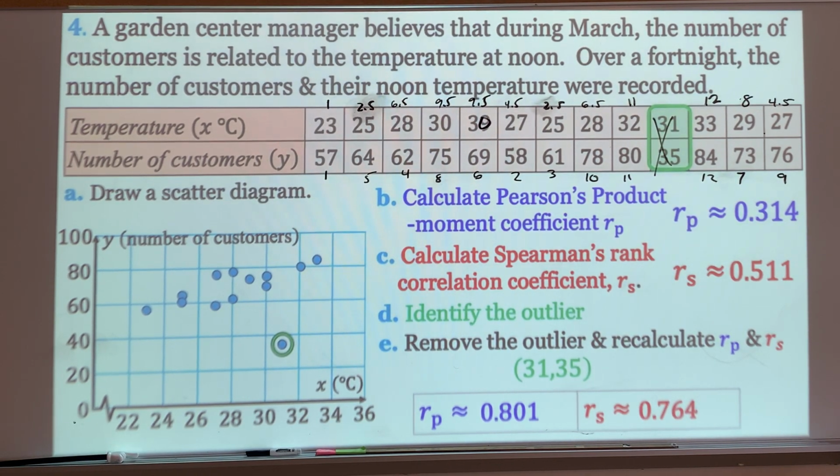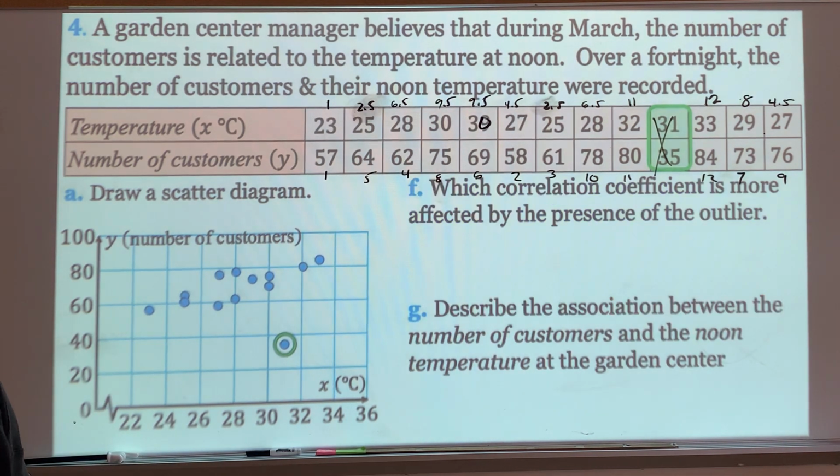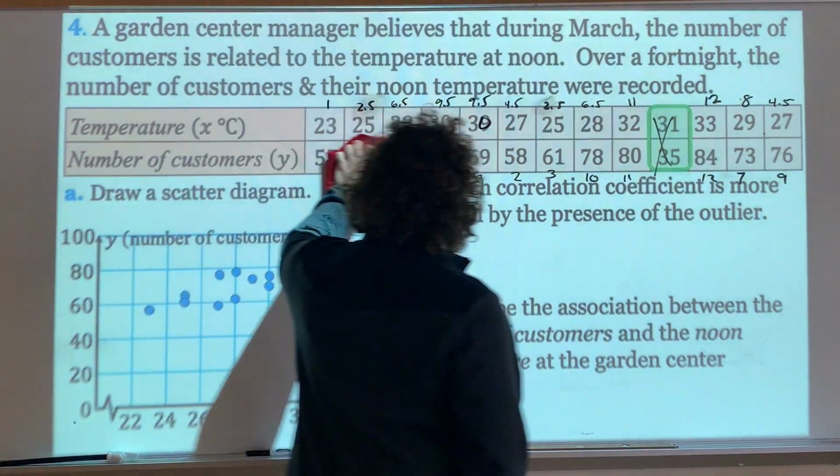Okay. So now you've got it with and without the outlier. Notice without the outlier, our answer is a lot nicer. Still not fantastic, but still better. All right.